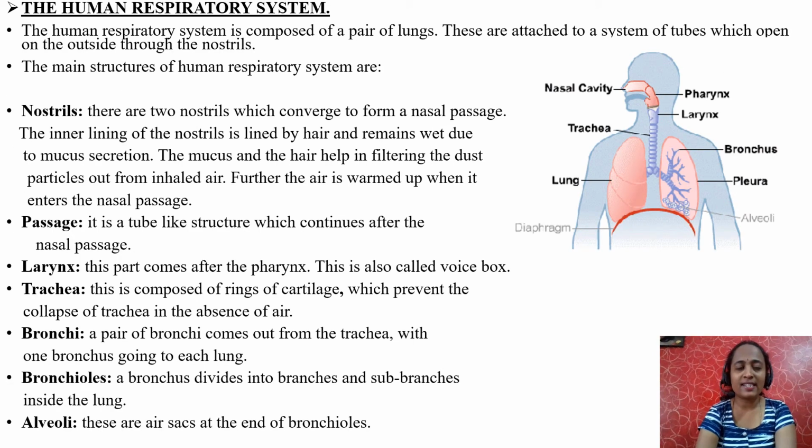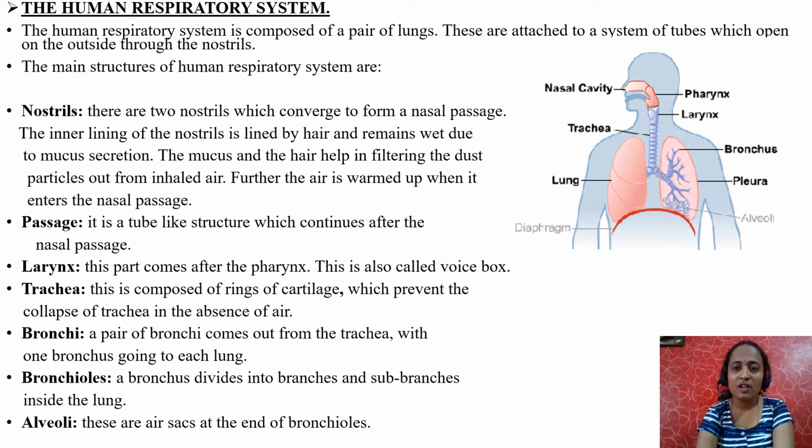Now, let us study the structure of the human respiratory system. This is the picture of the human respiratory system. The human respiratory system is composed of a pair of lungs. These are attached to a system of tubes which open on the outside through the nostrils. You can see the picture, nostrils. The main structures of the human respiratory system are a pair of nostrils. Can you see the picture?